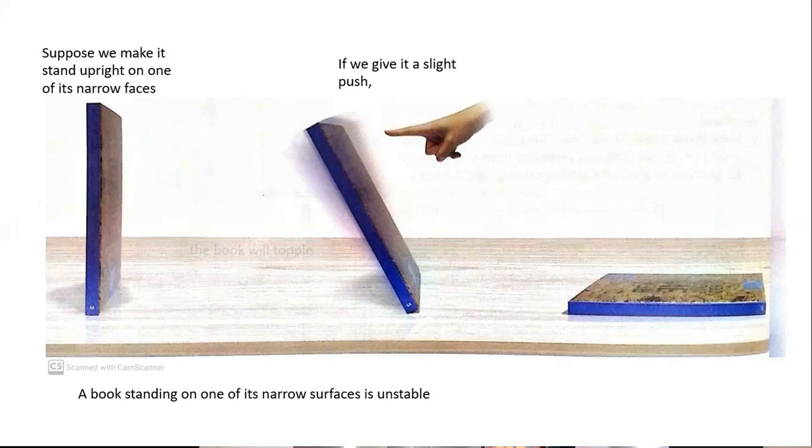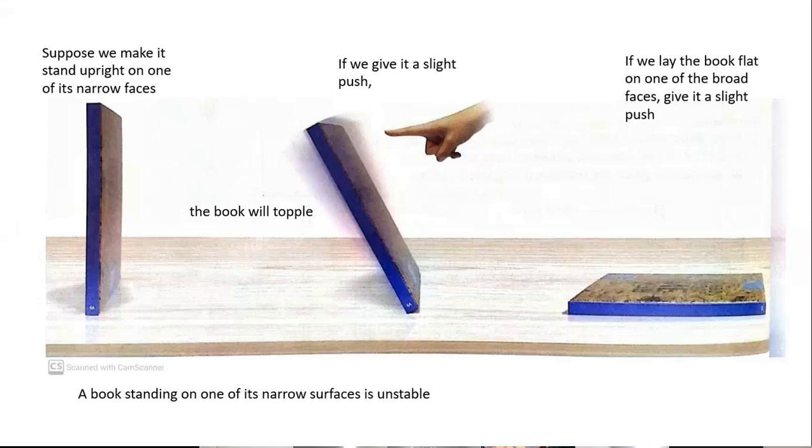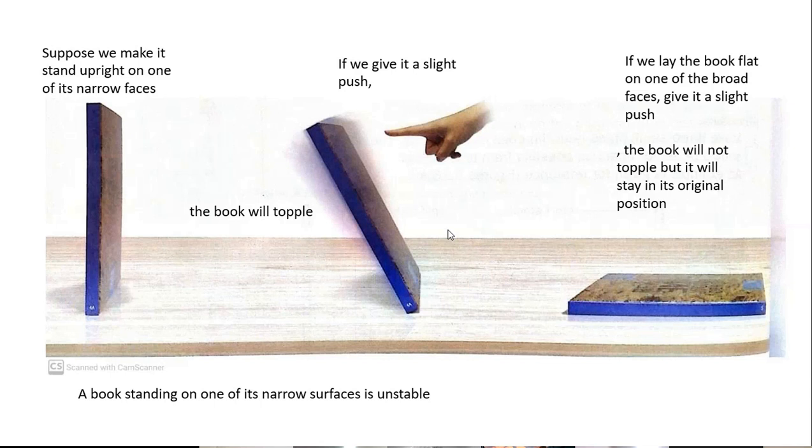The book will topple. And if we lay the book flat on one of its broad faces and then give it a slight push, what will happen? This book will not topple; it will stay in its original position. We can say that this position is stable. A book lying flat on its broad surface is stable.